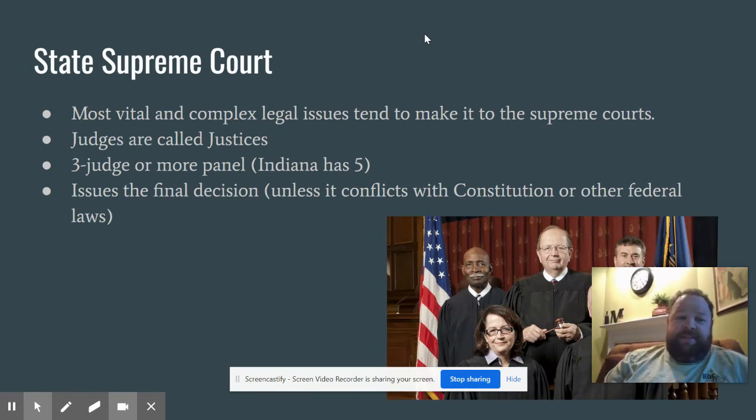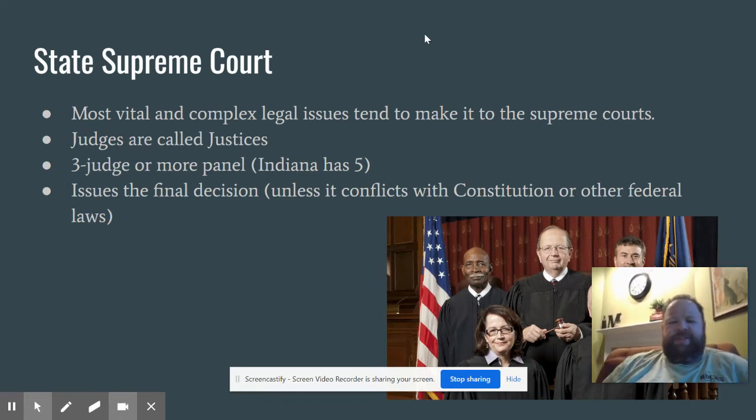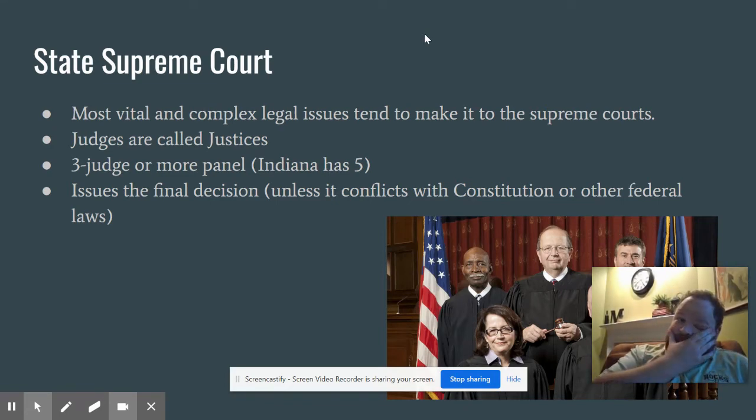Then you have the state supreme court. They decide the most vital and complex legal issues. The judges, like the federal courts, are called justices. In every state, there's at least a three-judge panel. In Indiana, we have five judges, and their decisions are final unless it conflicts with the Constitution or other federal laws. So, if it's a constitutional law decided in the state, there is a right to appeal it over to the federal court.